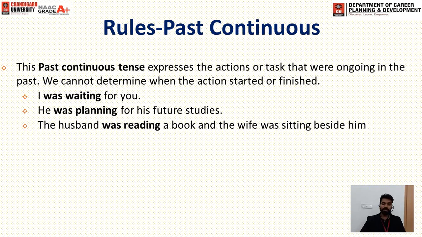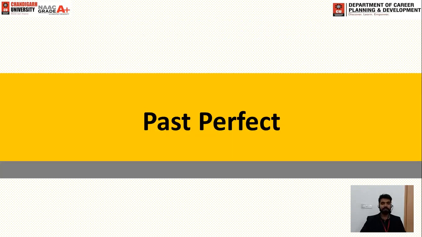We cannot determine when the action started or finished. I was waiting for you, but again I cannot tell you when he started waiting and when his wait got over. He was planning for his future studies. The husband was reading a book and the wife was sitting beside him. So again, past continuous is used to express actions that were ongoing in the past.